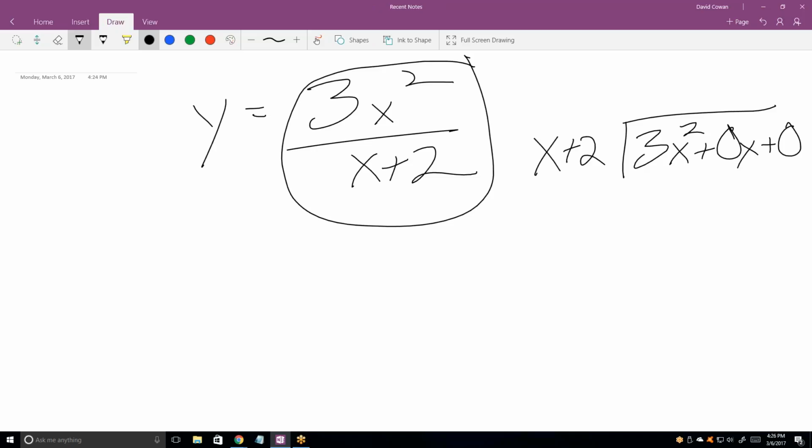Okay. And what you get when the numerator is exactly 1 degree higher than the denominator is what is called an oblique asymptote or a slant asymptote. And if you look at their picture in the middle of that page, you can see that there's a vertical asymptote, but there's also an oblique asymptote. Well, the equation of the oblique asymptote is what you get when you do this division.